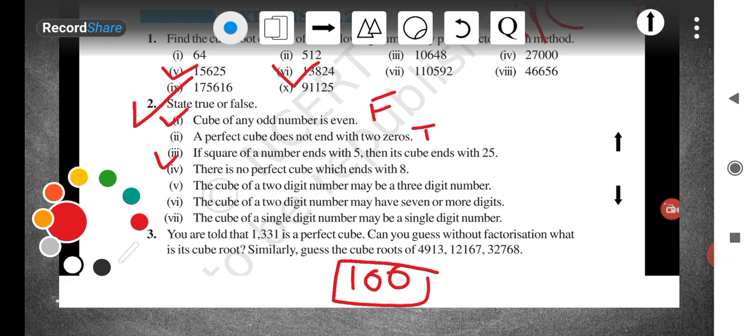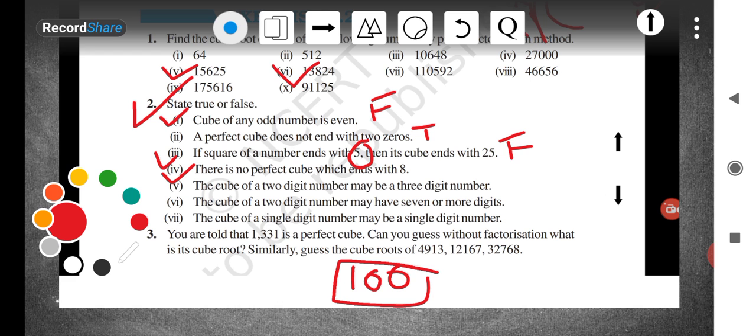Now question number 3. If the square of a number ends with 5, then its cube ends with 25. Is it true or false? This is false. A number that ends with 5 will have a cube ending with 5, not 25. Now question 4. There is no perfect cube which ends with 8. So this will be what?